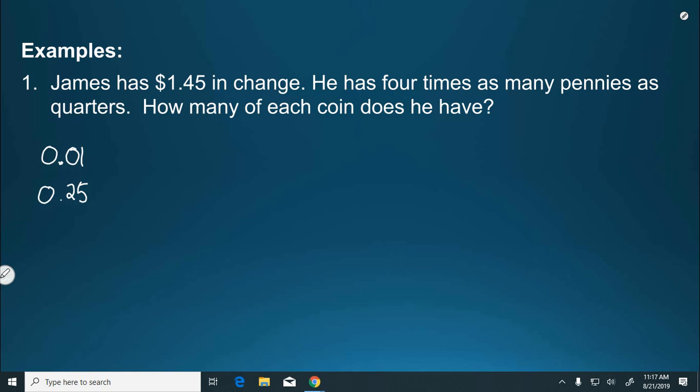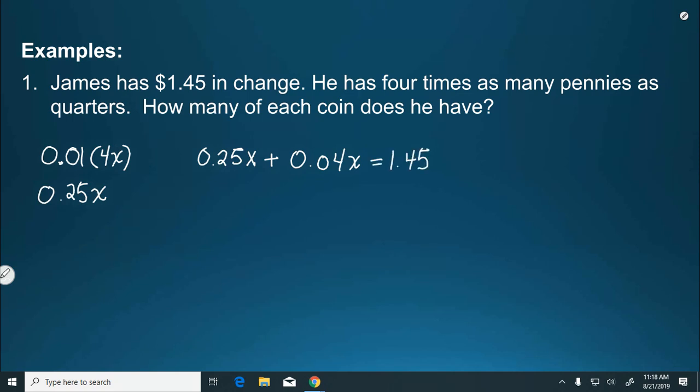Now we know that he has 4 times as many pennies as quarters. Pennies are being compared to quarters, therefore quarters are going to be X. And he has 4 times that amount in pennies, so that's 4X. Now I have enough to create my equation. So we know it's a total of $1.45 in change. So we have a quarter times X plus a penny times 4X, which would be 0.04X. A penny times 4 is just 4 pennies, equals $1.45.